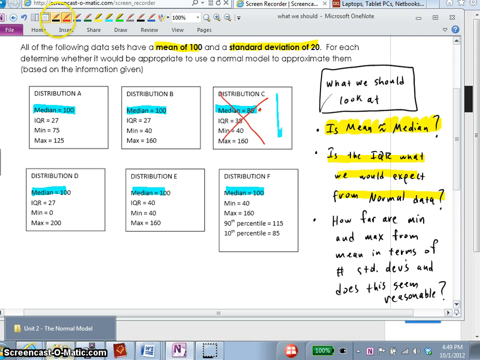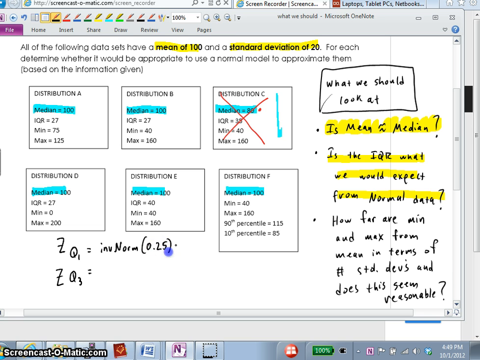So the first thing is I'm going to find, and we've done this many times, what the z-scores for Q1 and Q3 should be in a normal model. If I find the z-score that corresponds to the 25th percentile, that'll give me the z-score of the first quartile, and the z-score which corresponds to the 75th percentile will give me the z-score of the third quartile.